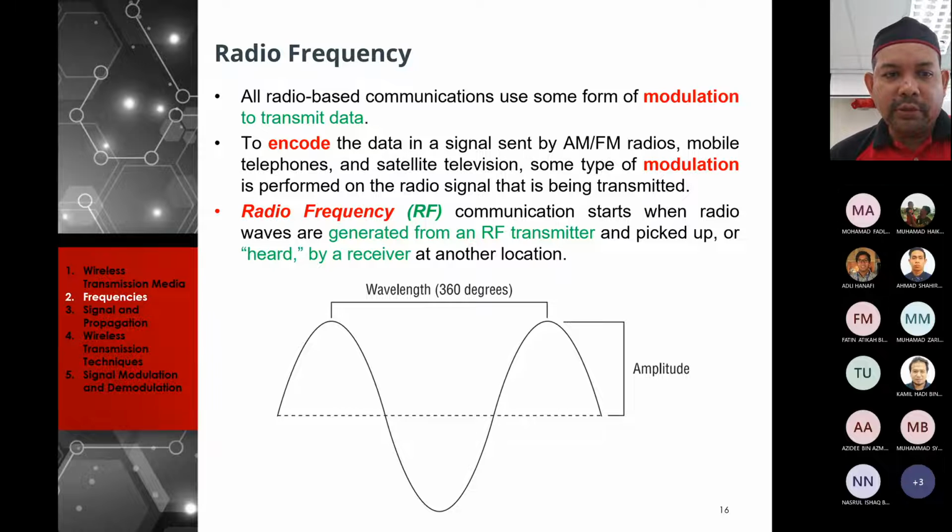Okay, for chapter 2.2, frequency. So we start with radio frequency. What is radio frequency? All radio-based communications use some form of modulation to transmit data. To encode the data in the signal sent by AM or FM radios, mobile telephone and satellite television, some type of modulation is performed on this radio signal when it's transmitted.